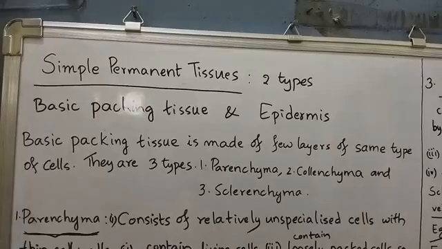The simple permanent tissue is of two types: basic packing tissue and epidermis. Basic packing tissue is made of a few layers of the same type of cells. Basic packing tissue is of three types: parenchyma, collenchyma and sclerenchyma. First one, parenchyma.